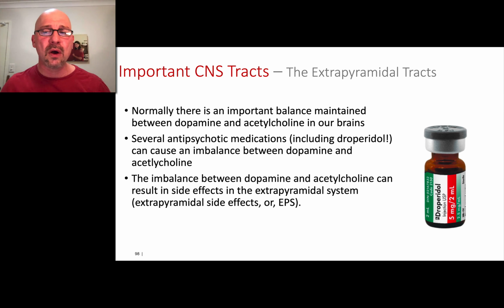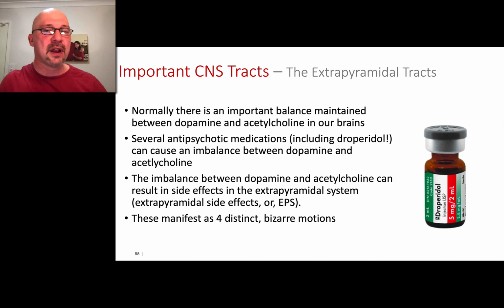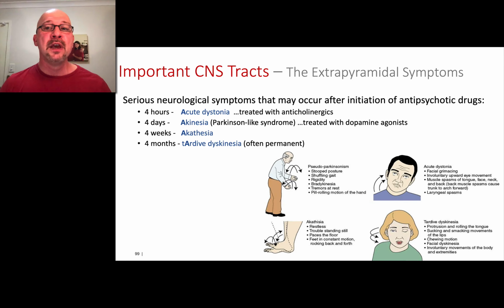So we call those weird movements extrapyramidal side effects, or EPS. You'll often see it abbreviated as EPS. And there are 4 distinct weird motions that we will see when we give patients these antipsychotics and throw off the balance between dopamine and acetylcholine. Usually there's one of them that comes first. They happen in a bit of a sequential order. So this is the weird posturing, the weird motor movements that we teach paramedics to look for when they're administering antipsychotics.